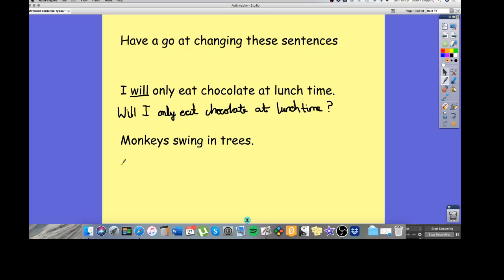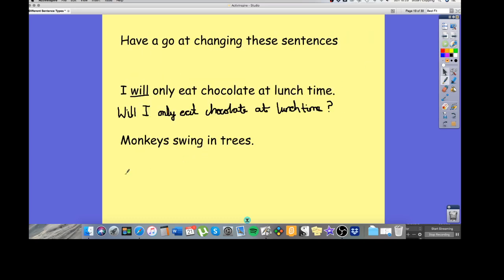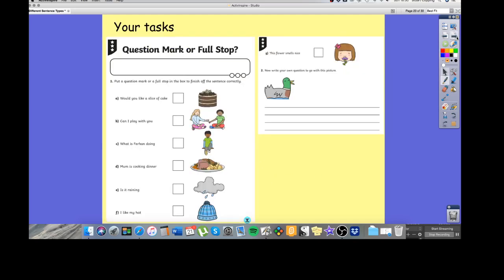This one, I'm going to put do in the front of it. So here I put did. I'm going to put do. Do monkeys swing? It's already in the present tense, so I don't need to change it again. Do monkeys swing in trees? Simple as that.